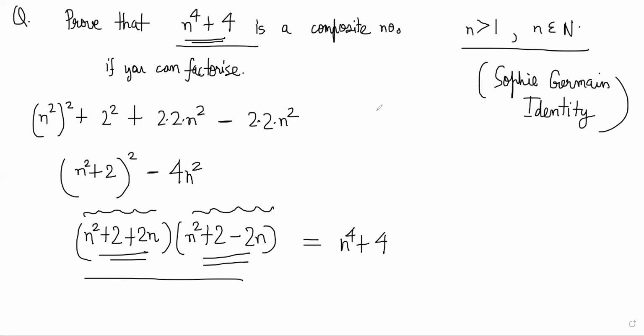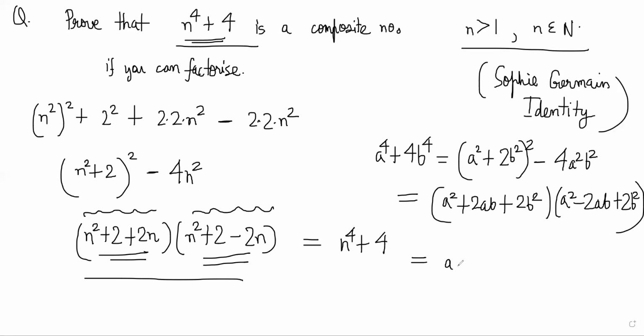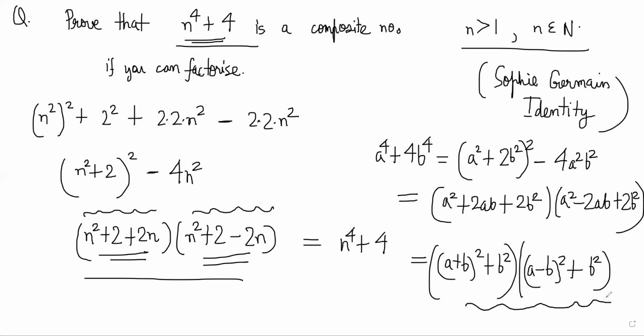And that is the basic identity. The Sophie Germain identity is this: a power 4 plus 4b power 4 is equal to a square plus 2b square, whole square, minus 4a square b square, right? Again, you have added and subtracted 4a square b square. And this becomes a square plus 2ab plus 2b square multiplied by a square minus 2ab plus 2b square, right? Which is (a plus b) whole square plus b square multiplied by (a minus b) whole square plus b square, right?